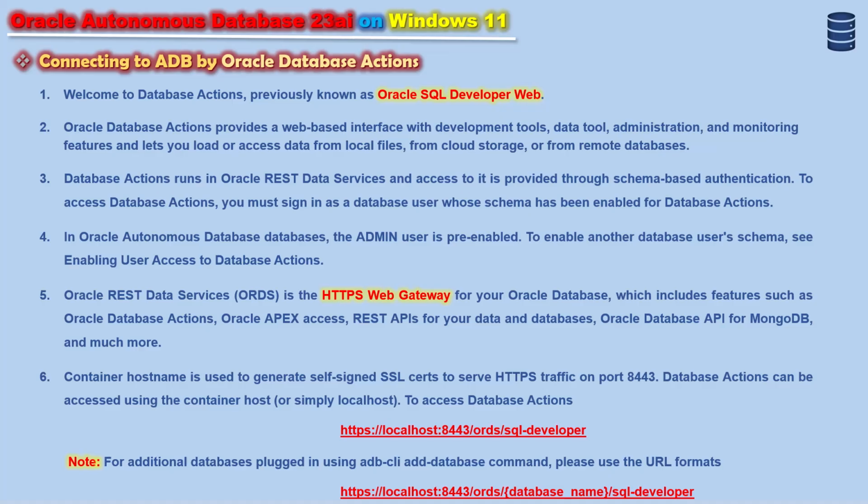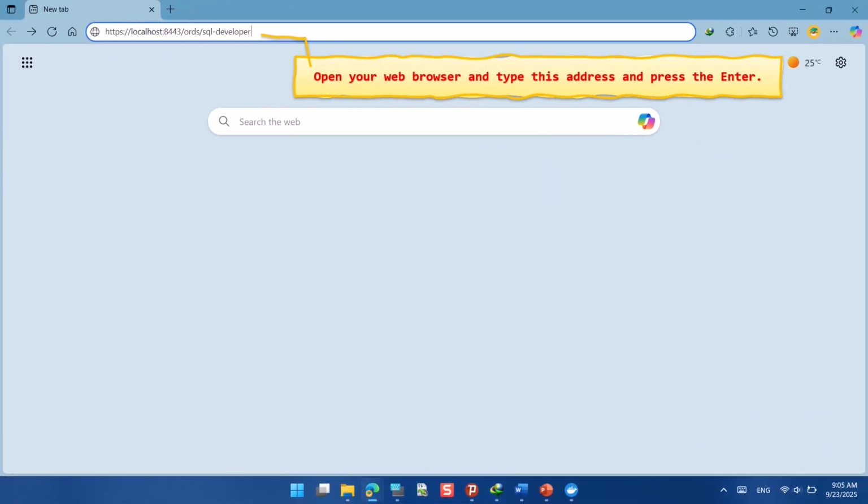To access Database Actions, use https://localhost:8443/ords/sql-developer. Note: for additional databases plugged in using the ADB CLI add database command, please use the URL format https://localhost:8443/ords/database_name/sql-developer. Open your web browser and type this address and press Enter.